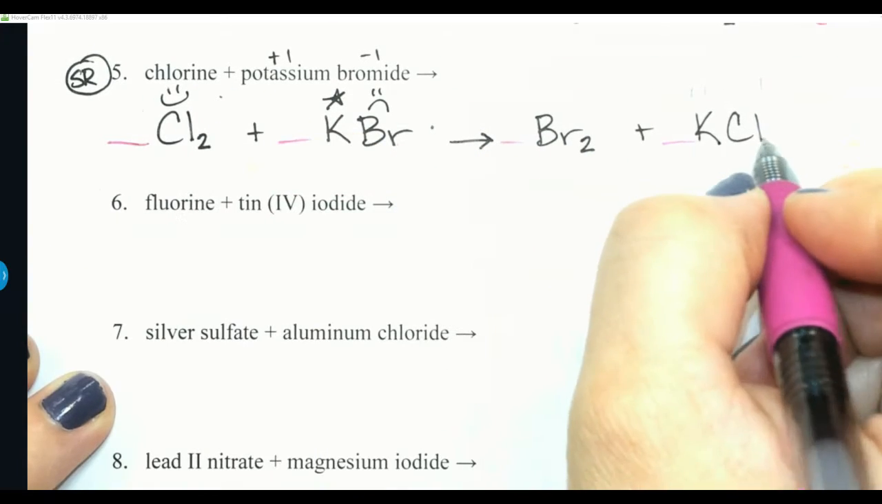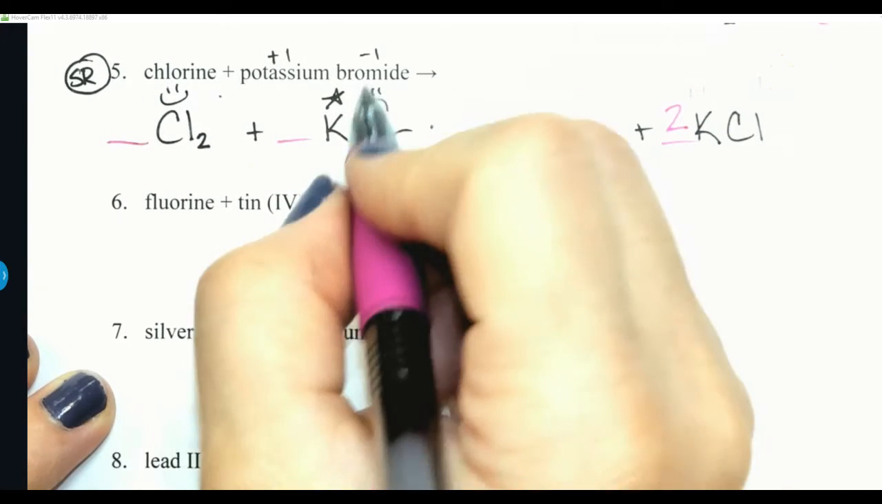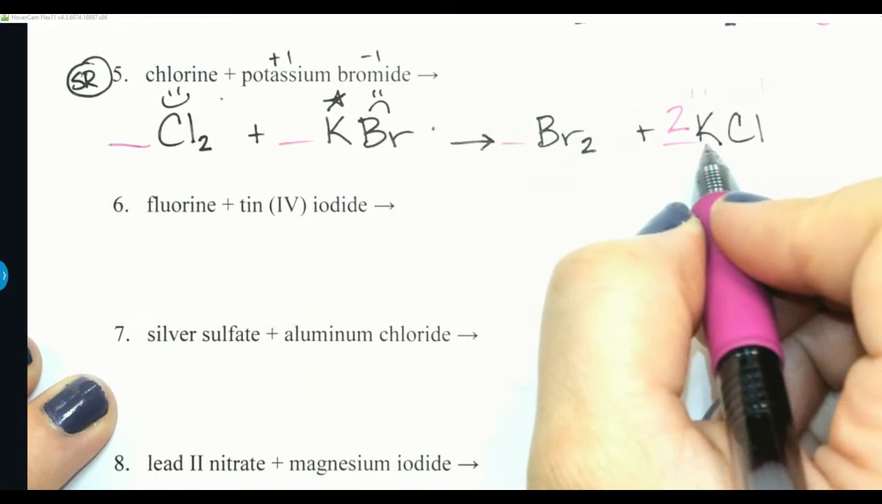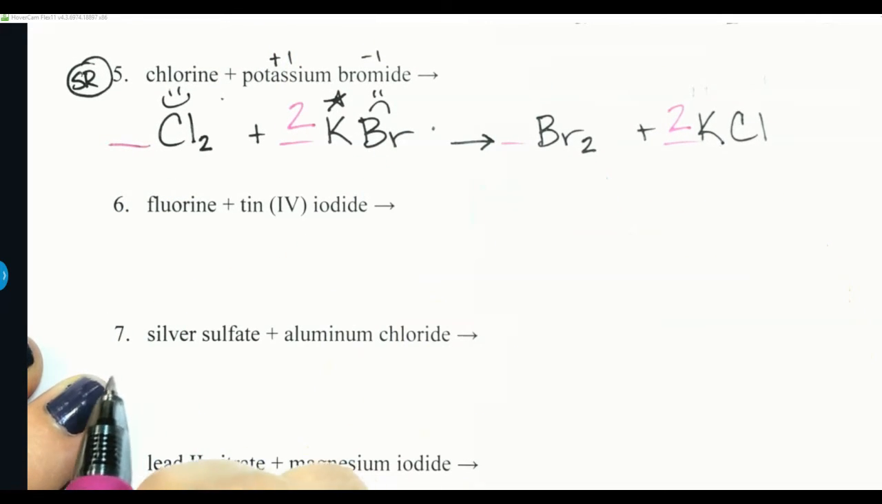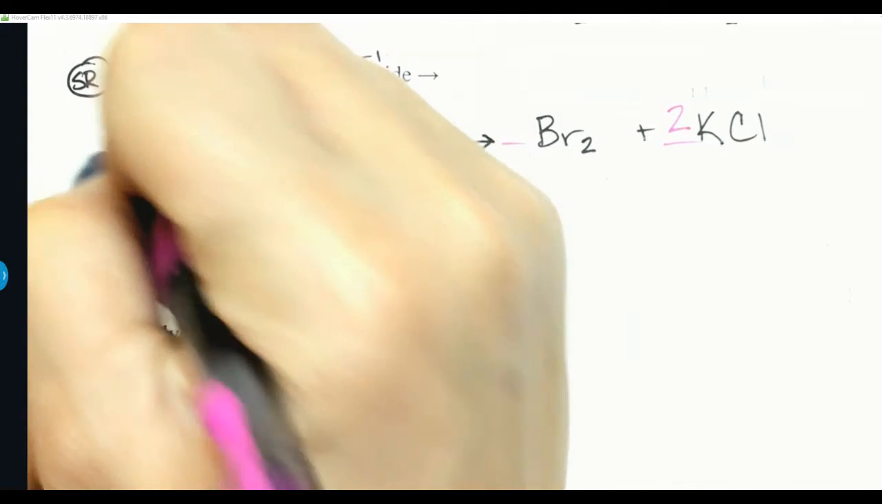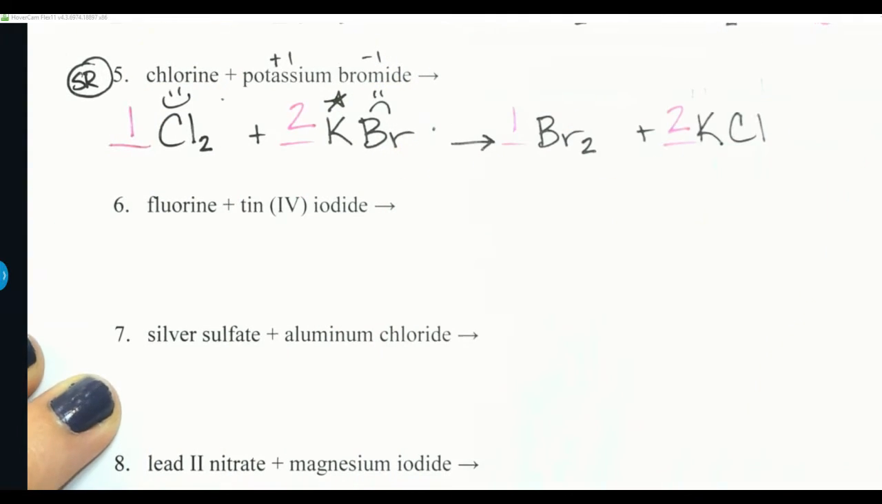2 chlorine, 1 chlorine, that needs a 2 there. 1 potassium, 2 potassium, I'll need a 2 there. 2 bromine, 2 bromine. This is now balanced. It is a 1, 2, 1, 2 ratio.